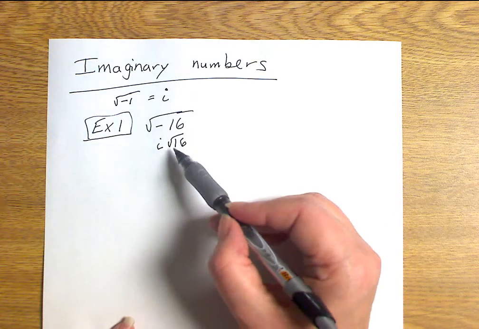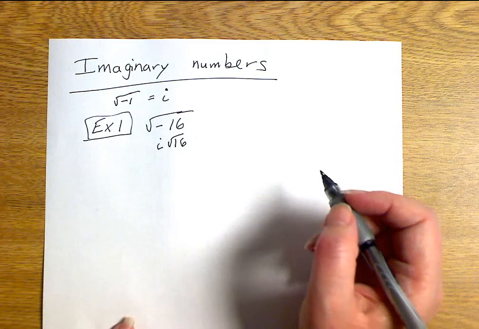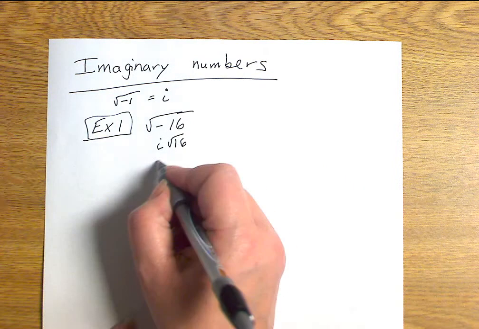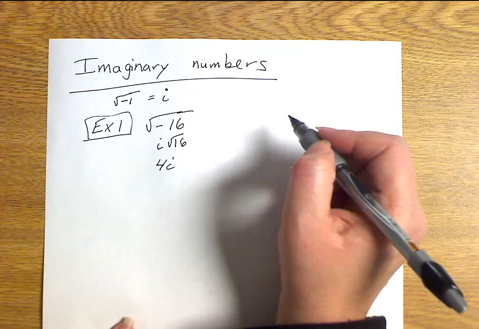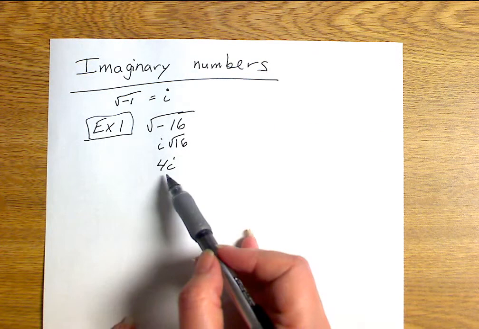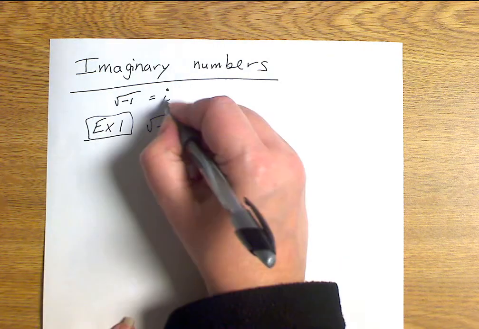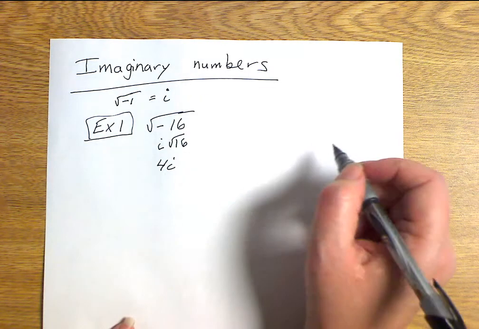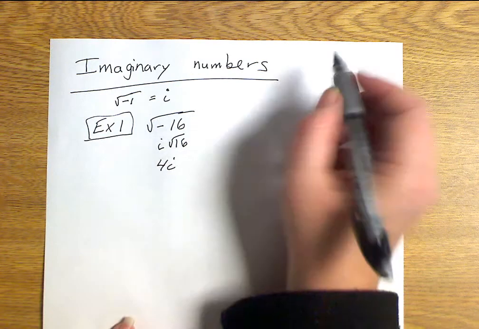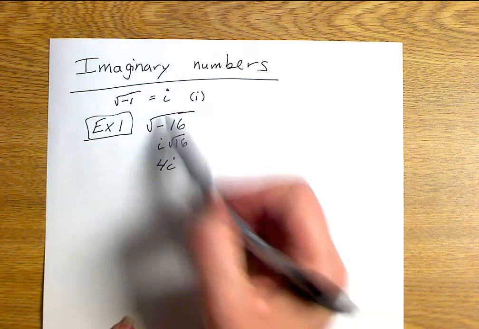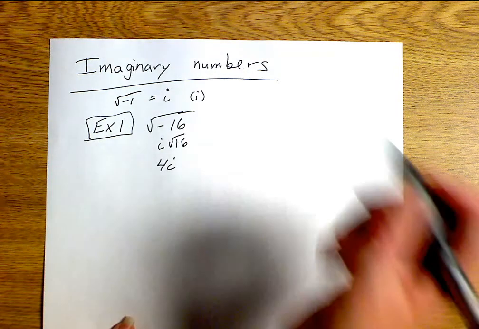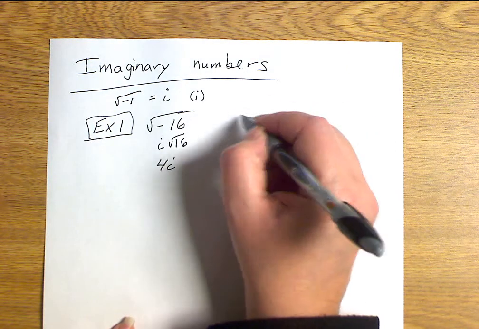So what is the square root of 16? 4. So we have 4i. Well, it's going to be i4? No. The i should be written lowercase, and it should have a curly tail. I know some people write it differently, but it really should have a tail to it, because it's an imaginary number.